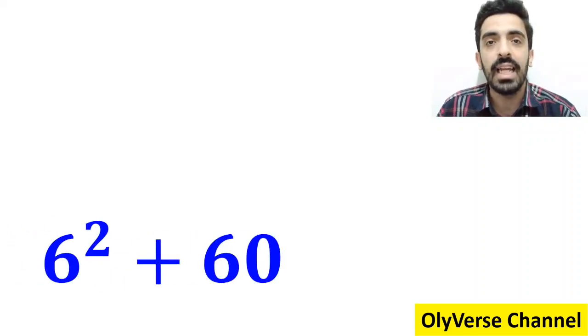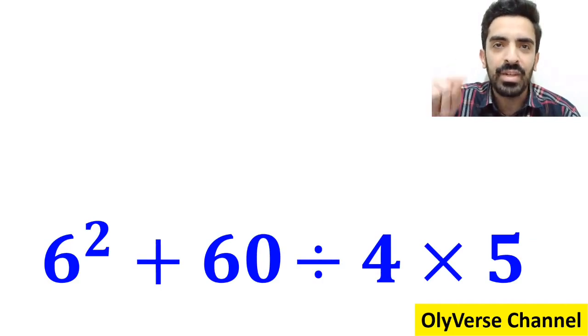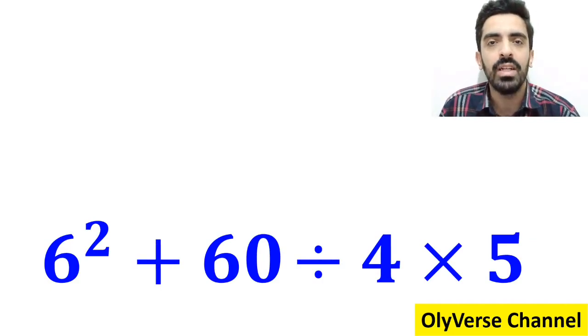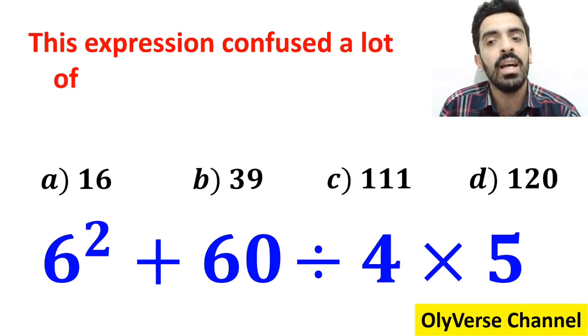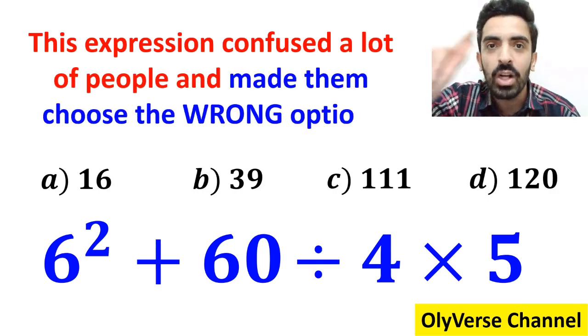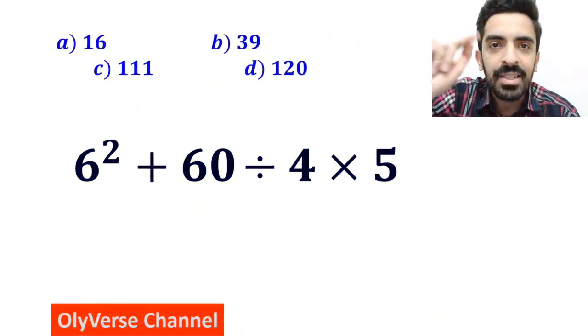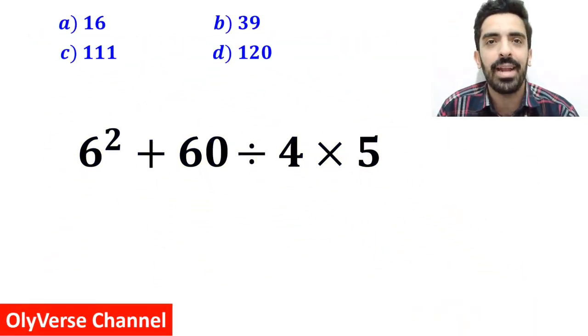What is the value of the expression 6 squared plus 60 divided by 4 multiplied by 5? Which option do you think is the correct answer to this question? This expression confused a lot of people and made them choose the wrong option. Let's dive in and break it down step by step together.